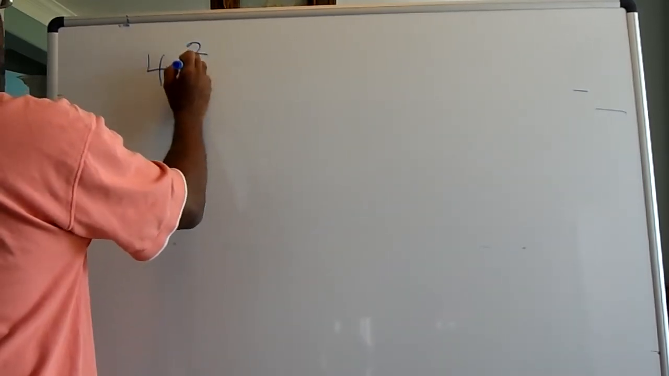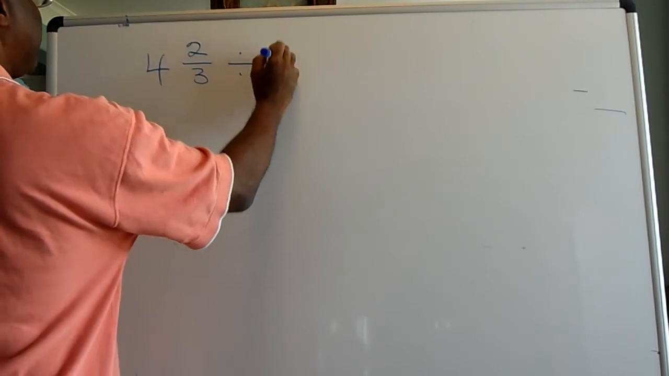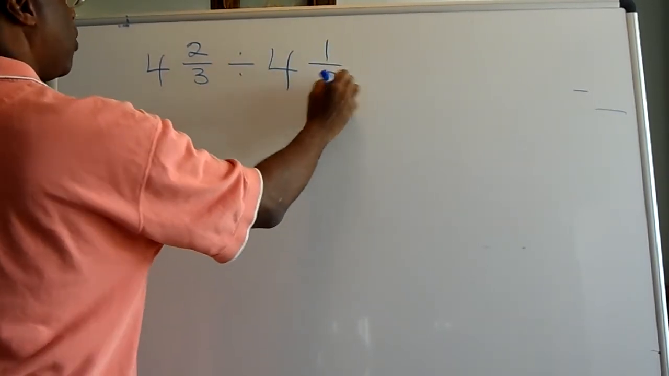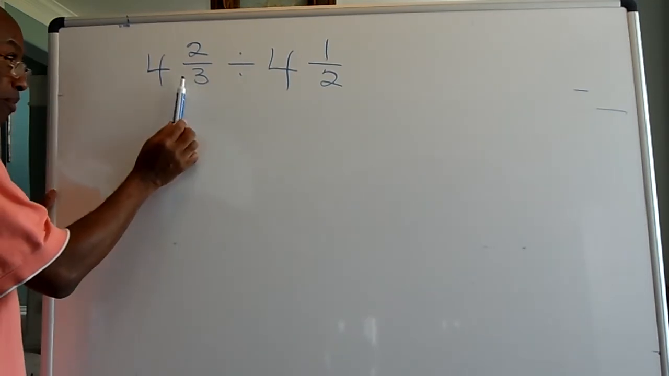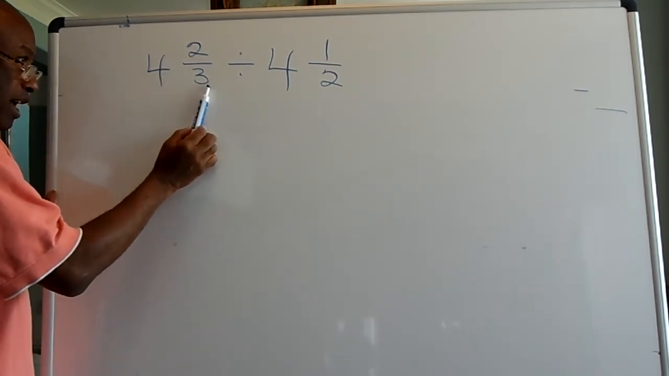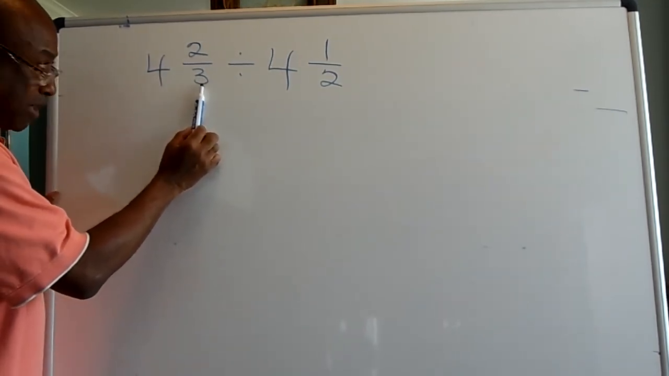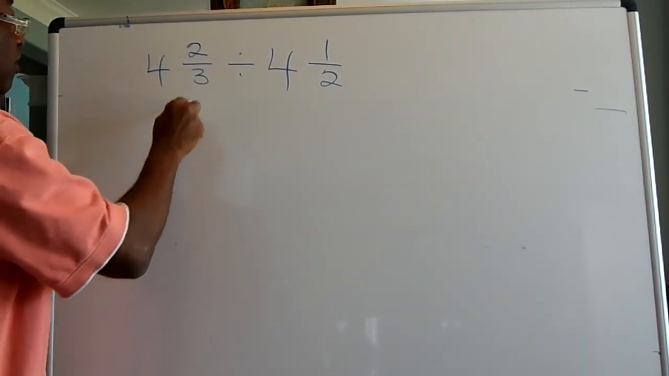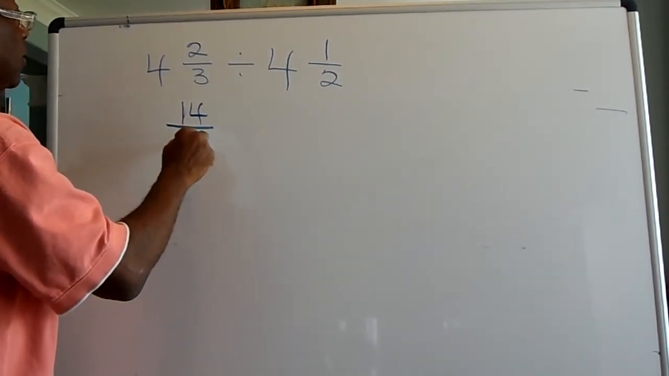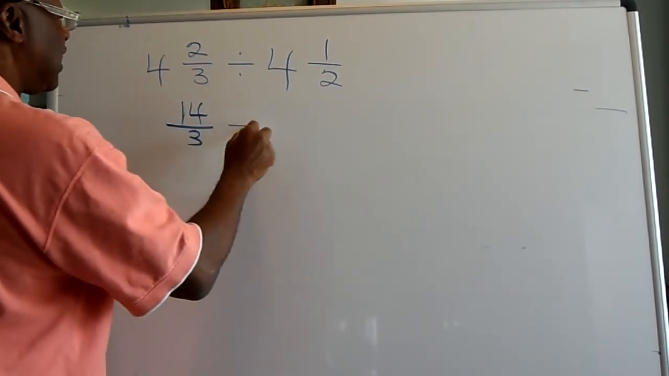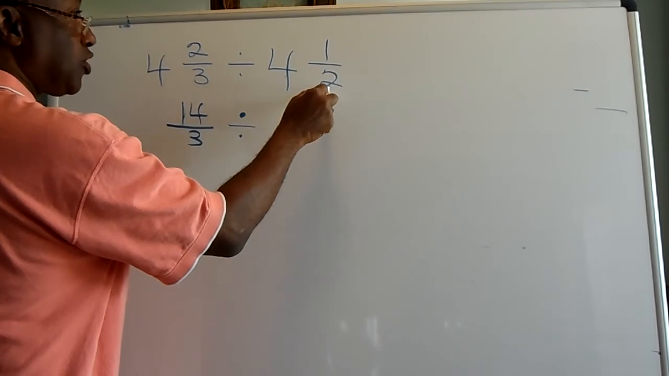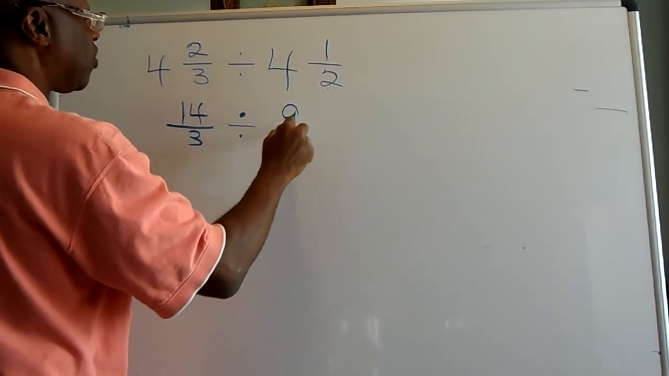4 2/3 divided by 4 and what? 1/2. Now remember what we do here. First step is to change these to improper fractions. I'll state what we do here. Remember, multiply the whole number times the denominator, add the numerator, so we get here 14 over what? 3. 4 times 3 is 12, add 2, you get 14. Divided by 4 times 2 is 8, add 1 and you get what?